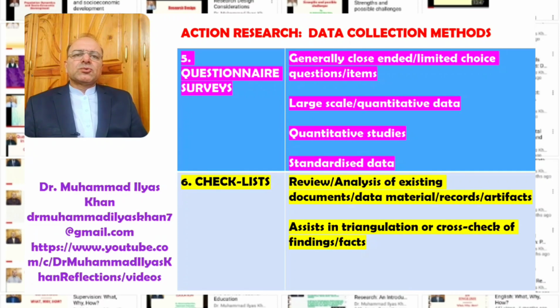We can also make use of questionnaire surveys, although as I said in the beginning, action research is generally more into the qualitative paradigm rather than the quantitative one. But in a more pragmatic sense, quantitative data could also be made part of the action research, and in that case, questionnaire surveys are used. Generally, questionnaires are close-ended with limited choices, questions or items.